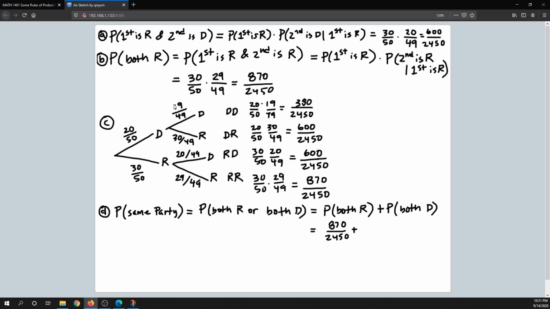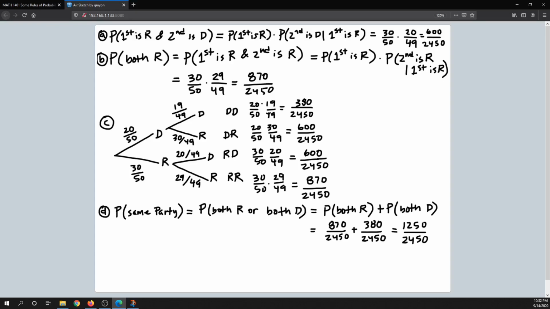And then the probability that they're both Democrat, we could do exactly the same way. That the first is Democrat and the second is Democrat. We would use the generalized addition rule, but we have this tree right here. So what's nice about the tree is we've already done all of that work. So the probability that they're both Democrats is this event right here. And so that would be 380 over 2450. And that comes out to be 1250 over 2450. And that looks all right.